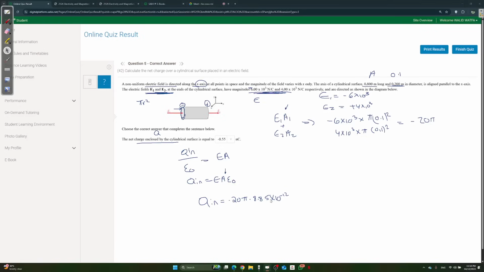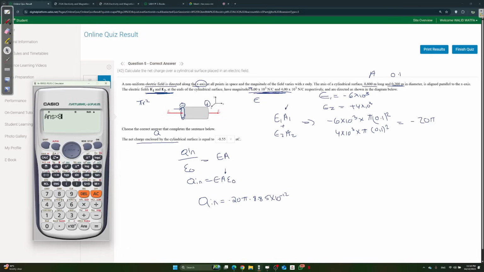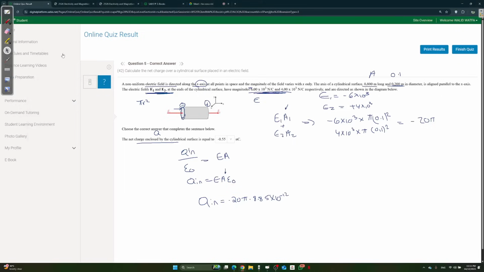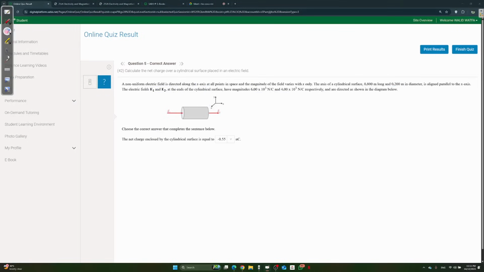Why did I multiply by 8.85 times 10 to the power of negative 12? Because it's epsilon naught. We found EA, which is negative 20 pi, and we multiply by epsilon naught. So you get this, make it nano by multiplying by 10 to the power of 9. Very easy. Okay, Q6.